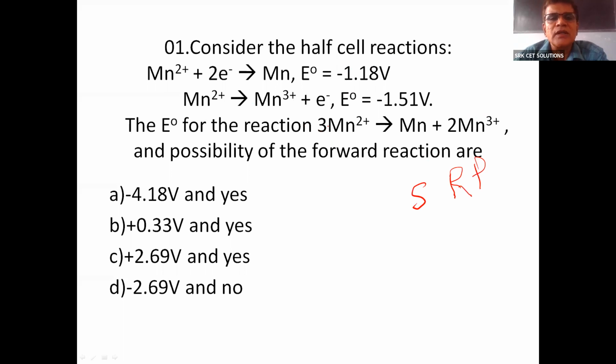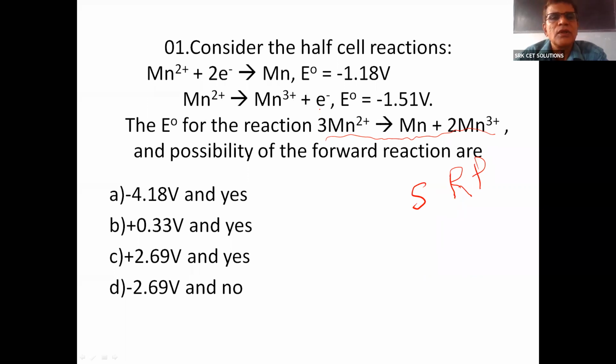The final reaction is given here, that is 3Mn2+ going to Mn3+ and Mn. Look at this. Here a part of it is reduced, another part is oxidized. We have to find the standard potential of the final reaction. So what you need to get from these two equations is the final equation.